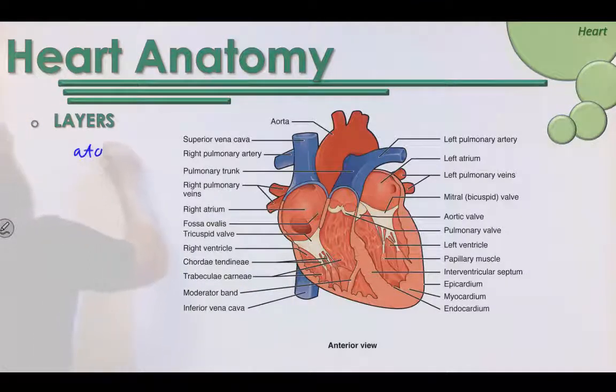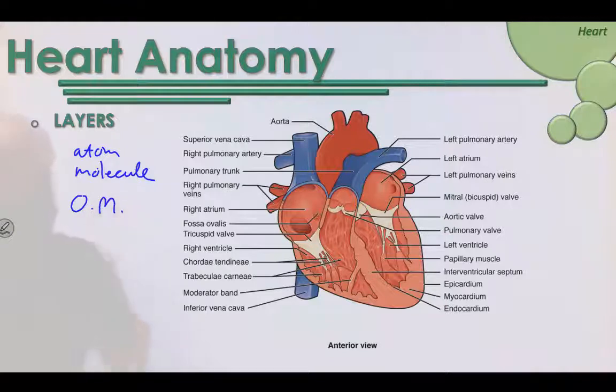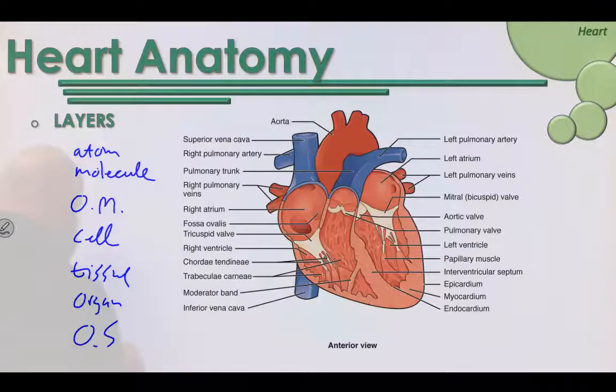Atom, molecule. Do you want to take a second to see if you can rip through them? Just pause it, see if you can. Did you do that? All right, you've got them now? Good. Molecule, organic molecule, cell, tissue, organ, organ system. Finally, we get 11 organ systems together to make an organism.